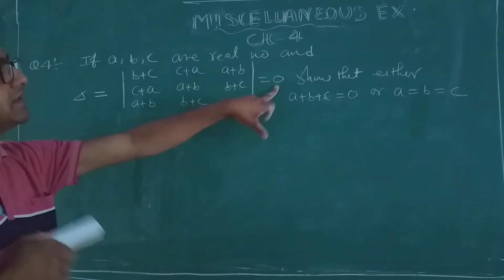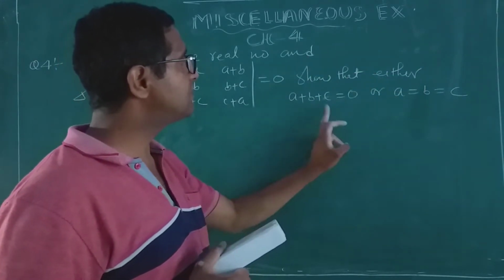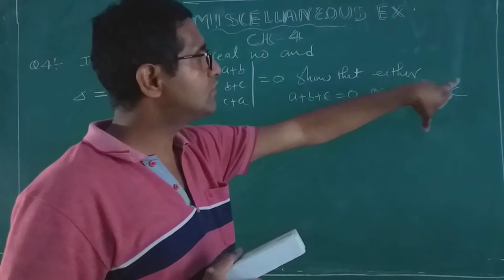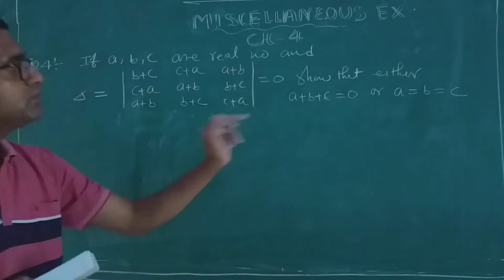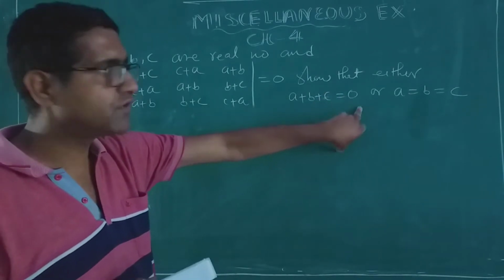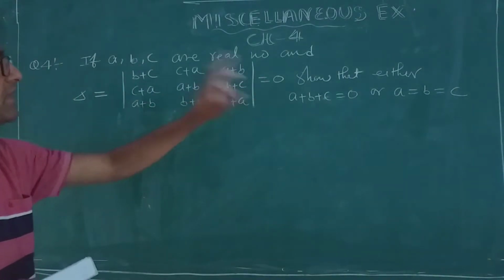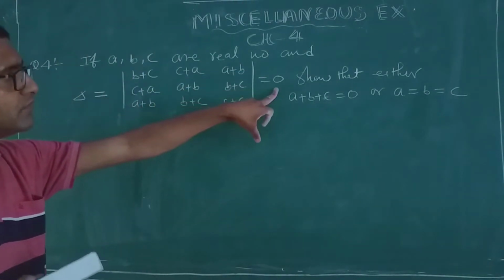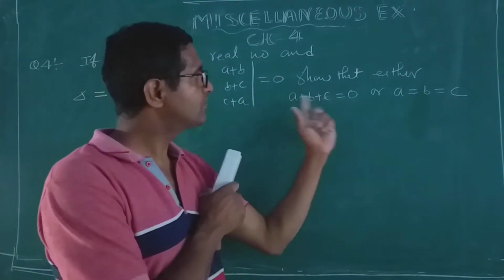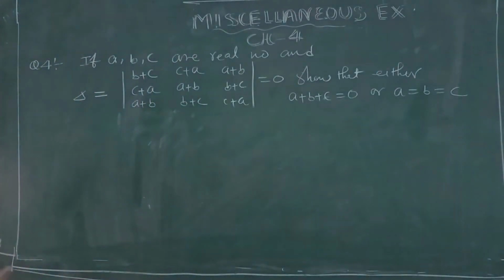value of a given determinant, so that either a plus b plus c equals 0 or a equals b equals c. Means you have to prove that a plus b plus c equals 0 or a equals b equals c, if delta equals 0, means the determinant value is 0 given to you. If delta equals 0, this is the condition which we have to prove. Okay, now come to the point.